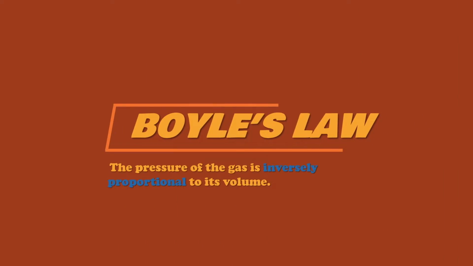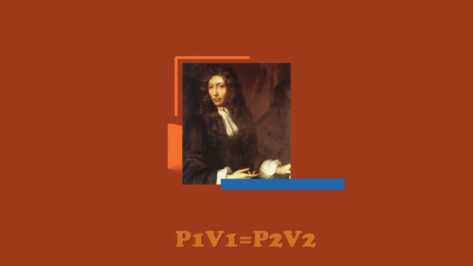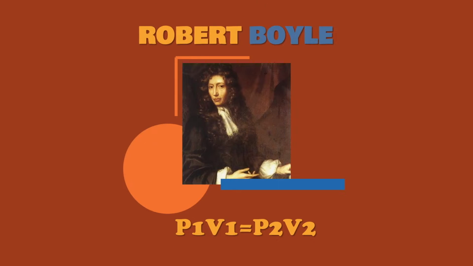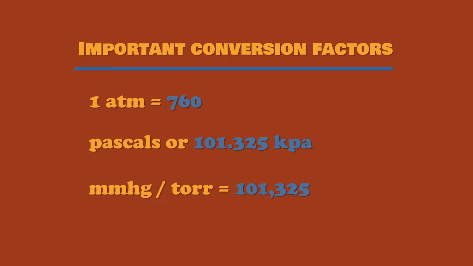The first one would be Boyle's law. Boyle's describes how the pressure of a gas tends to increase as the volume of the container decreases, which is formulated by physicist Robert Boyle in 1662. It can be shown in the formula of PV equals K or P1V1 equals P2V2, having the pressure of the gas inversely proportional with its volume. We must remember the following important conversion factors. 1 atm equals 760 mmHg or 101,325 pascals.